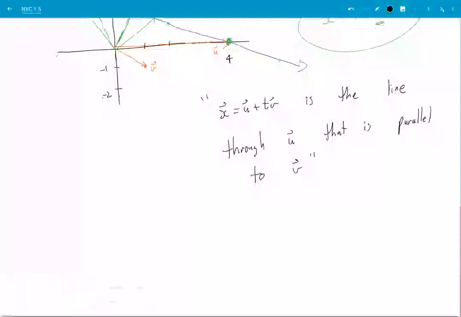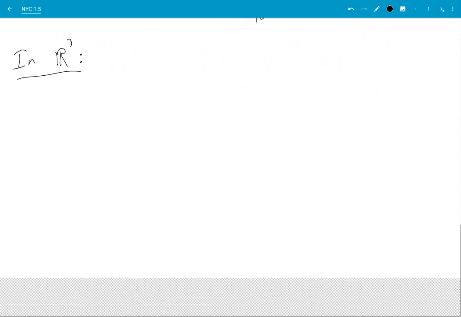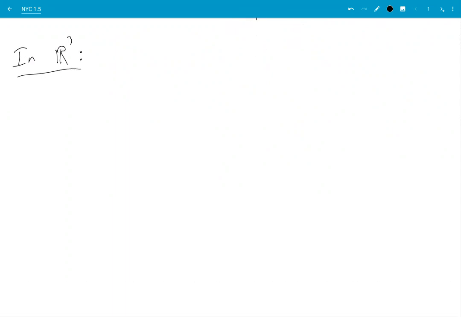Okay, how about a plane in R3? So how about just in R3 generally? In R3, I'm not going to try to draw the axes. It's not worth the time, to be honest. You want to just draw a non-literal diagram. So how about this? A line would be the same form: x is equal to u plus tv, same form.